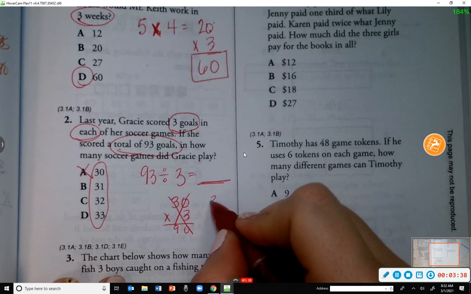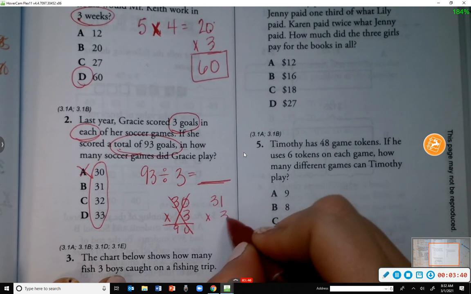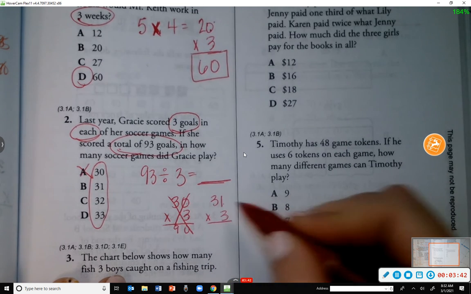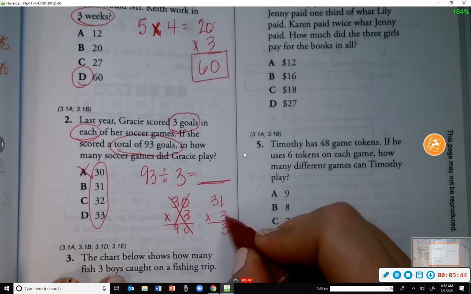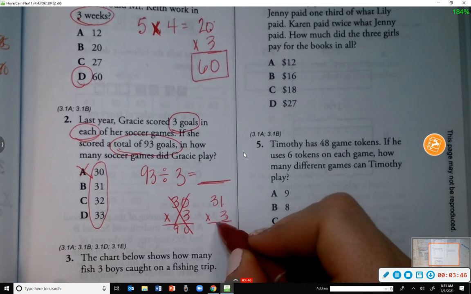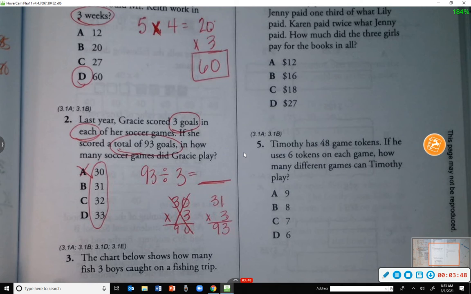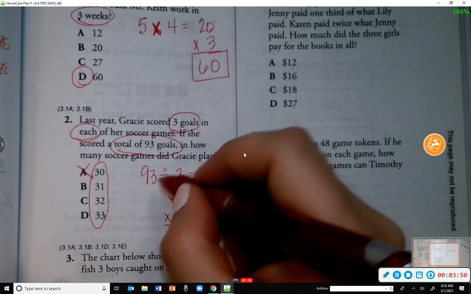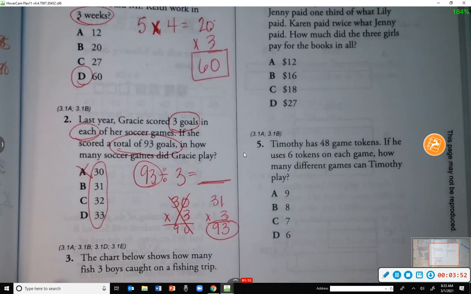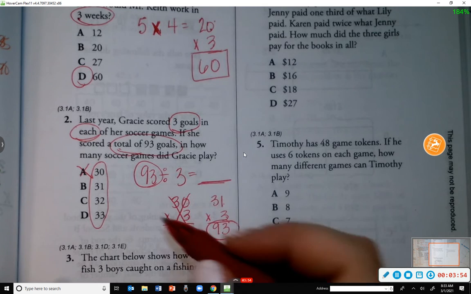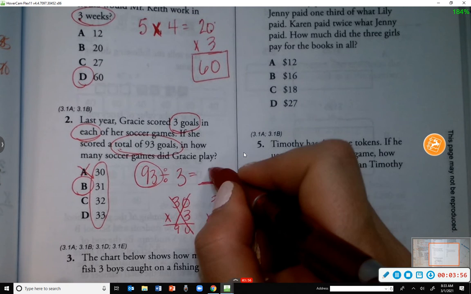No. So it can't be A. So now I go to B. 31 times 3. 3 times 1 is 3. 3 times 3 is 9. Is that what we want? Yes, 93. Okay, so the answer should have been B, 31.